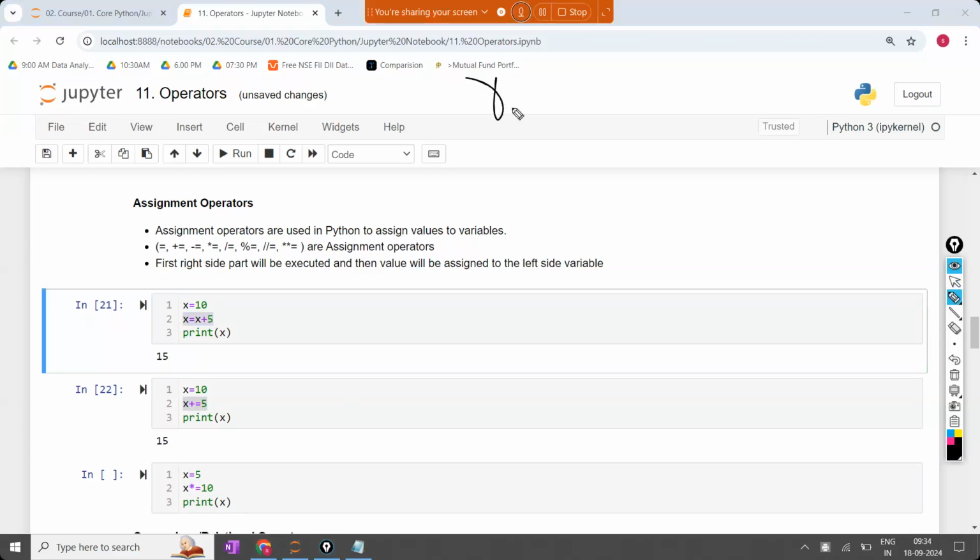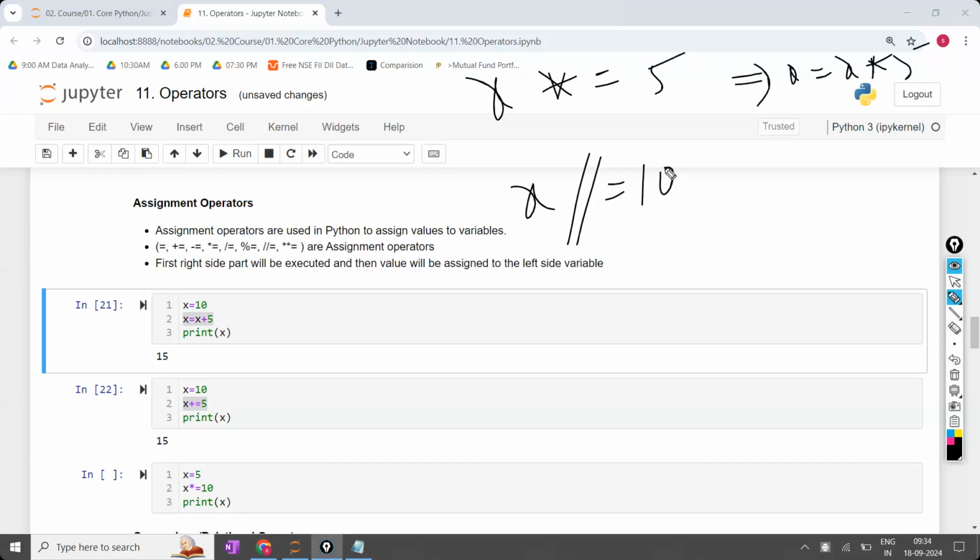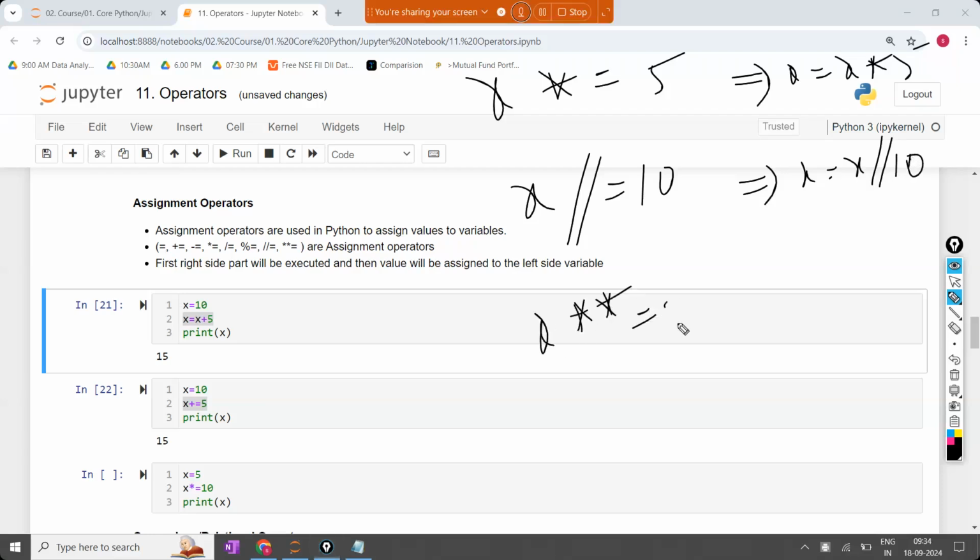Now x into is equal to 5. What is the meaning of this? x is equal to x into 5. That is the meaning. x floor division is equal to 10. What is the meaning? x is equal to x floor division 10. x to the power of is equal to 2. What is the meaning of this? x is equal to x to the power of 2. Is the point clear?